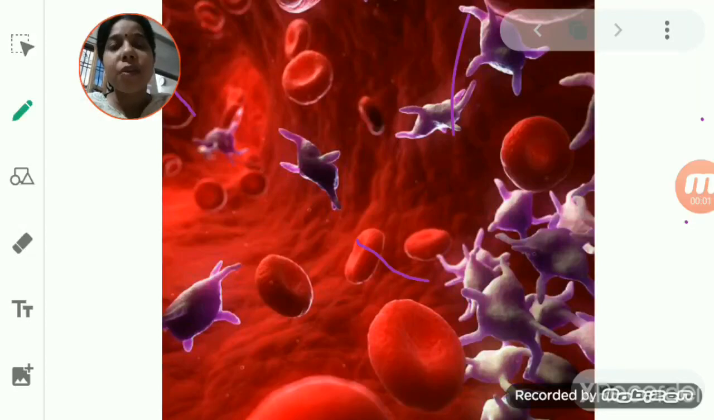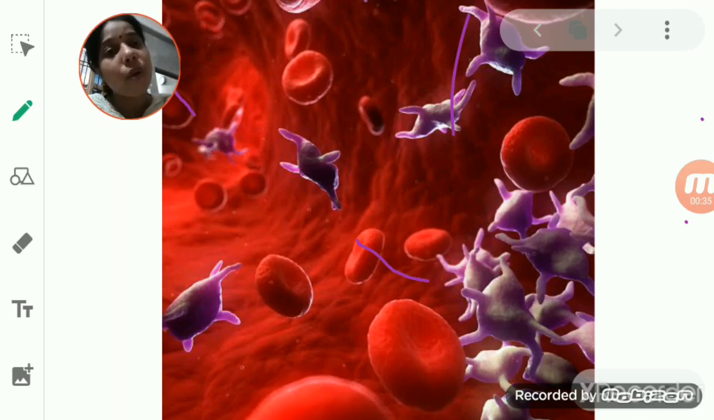Students, in the previous class we were talking about the fluid connective tissues, which include the blood. The composition of the blood is blood plasma, RBCs, WBCs and platelets. If we talk about blood plasma, most of our blood is made up of a colorless liquid, and that is blood plasma.